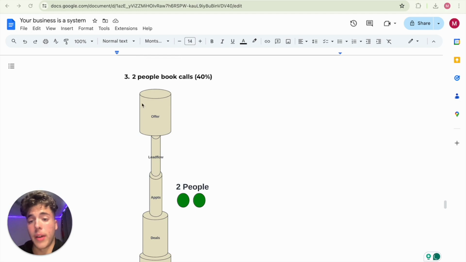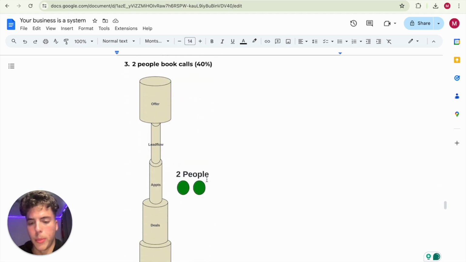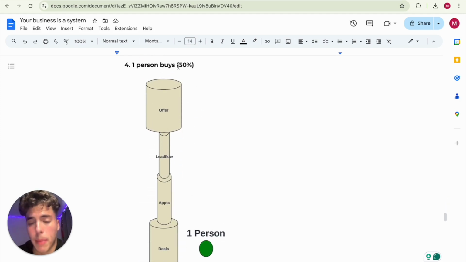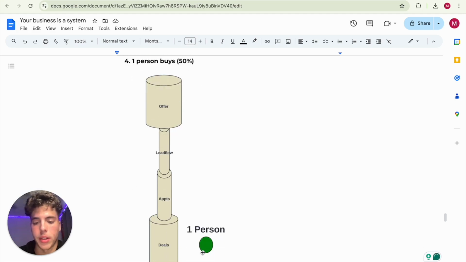Then let's say out of those 5 people, only 2 people book calls, so 40%. Then out of those 2 people that booked calls, 1 person buys. Realistically, we would also have to see what the show-up rate is, but let's just ignore show-up rates for now, and let's just say 1 person buys, so 50% on the deal flow.